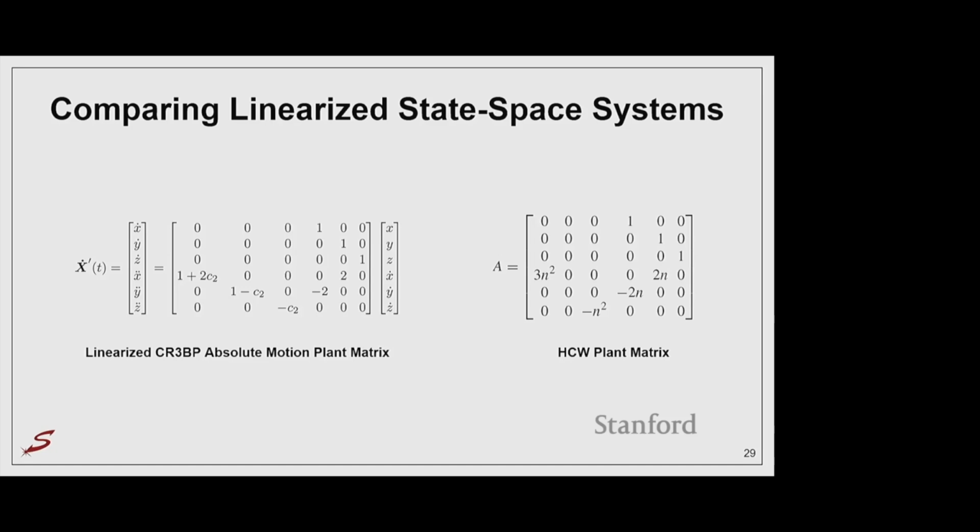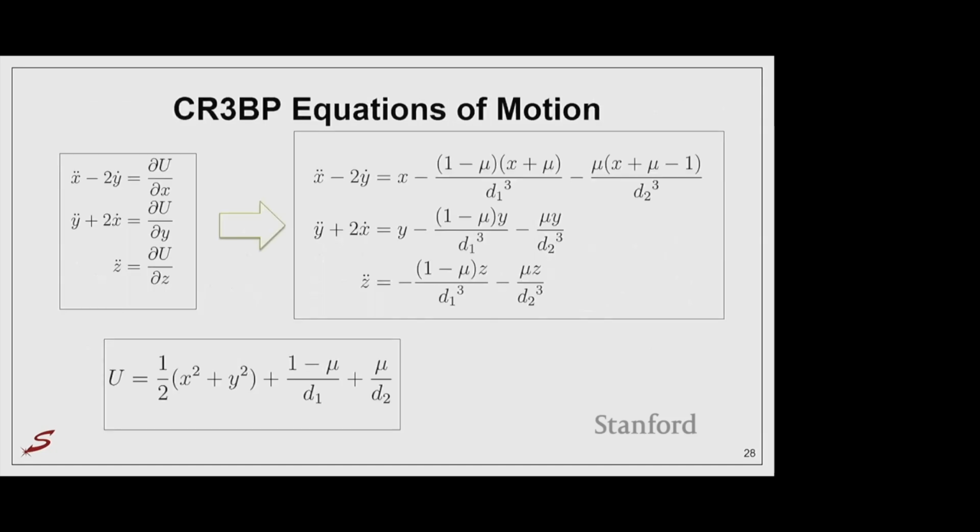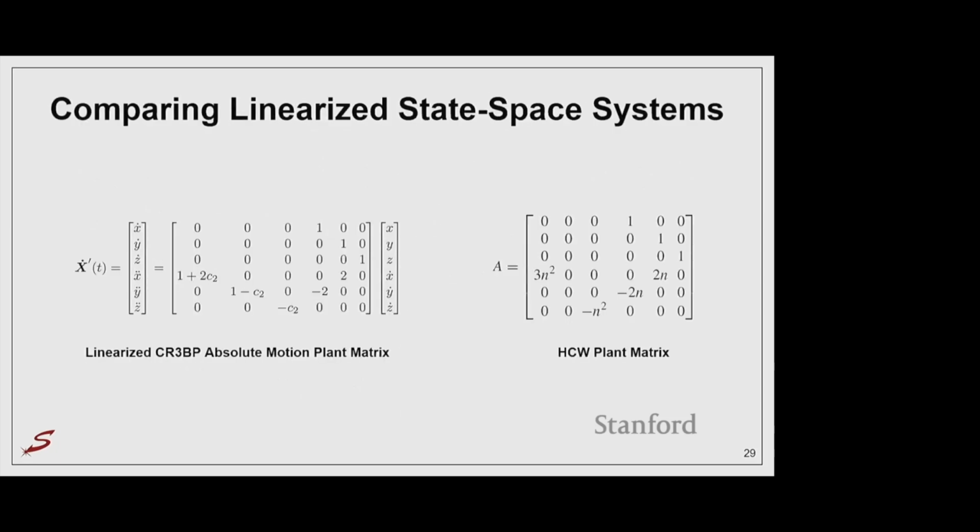and we have the linearized CR3BP plant matrix here, which is obtained if we take these equations and linearize them relative to a libration point, say like the L2 point, for example. We end up with something that looks like this. And you can see they're pretty similar. We have 1, 1, and then 2, 2, and the mean motion in this case is non-dimensionalized. Otherwise it would be much more similar.